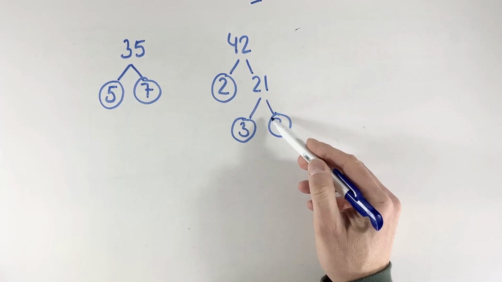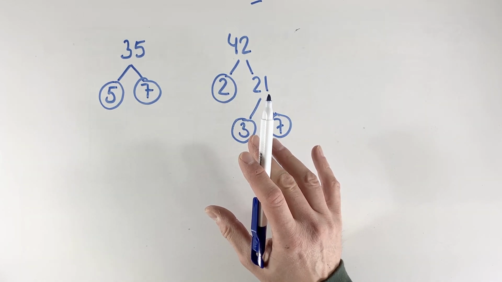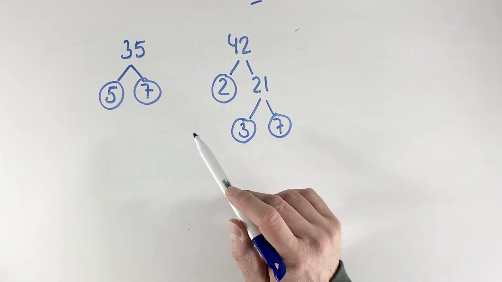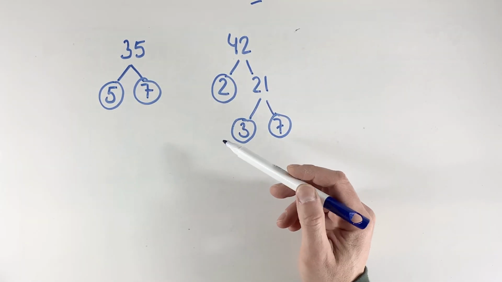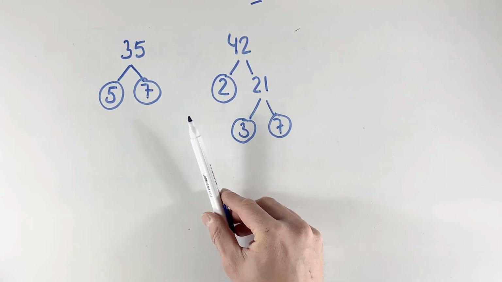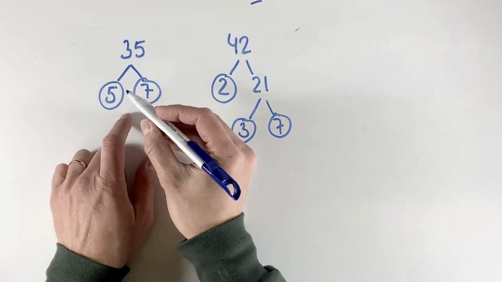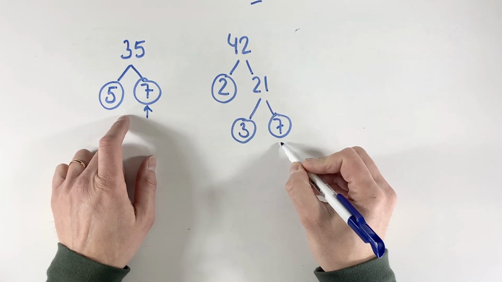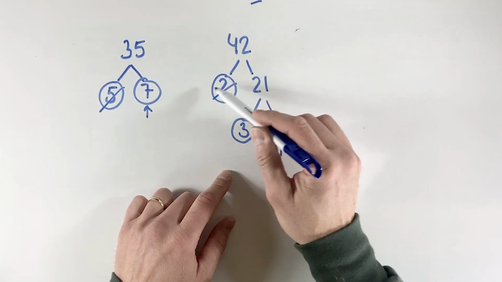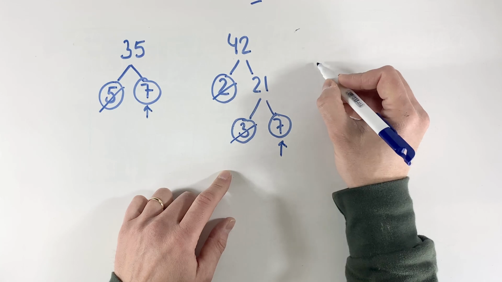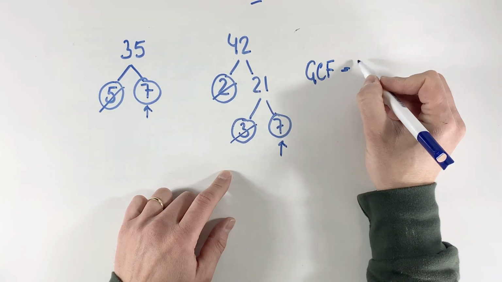Okay, and now we have prime factors at the tip of the branches of these trees. What we're looking for when we're trying to determine the greatest common factor that these two numbers, 35 and 42, have in common is prime factors they have in common. They don't have 5 in common. They do have 7, right? So there's a 7 here, and there's a 7 here. So the 5 wasn't in common, the 2 wasn't in common, and the 3 wasn't in common. That means that the greatest common factor, GCF, of 35 and 42 will be 7.